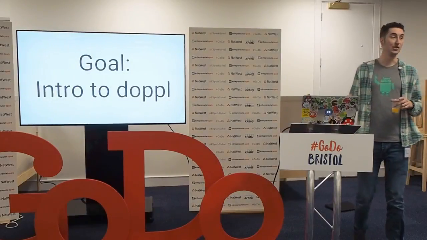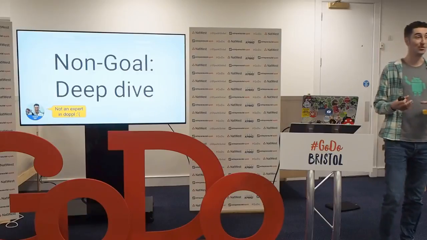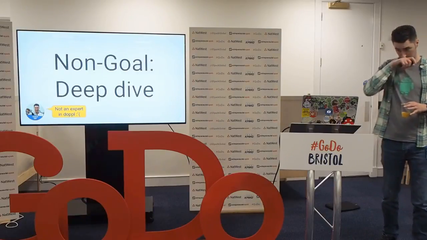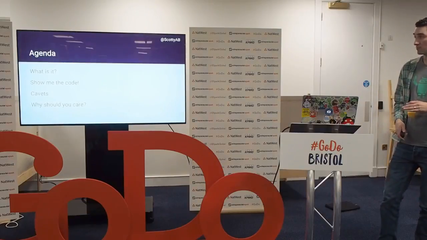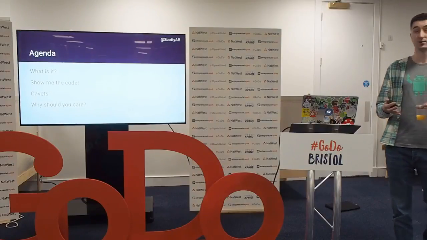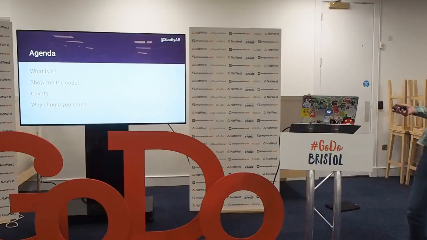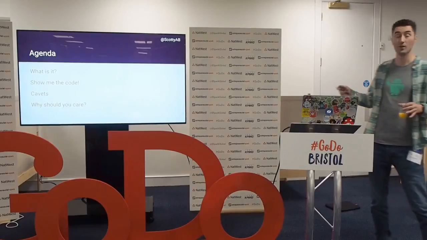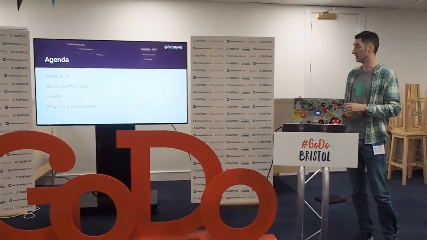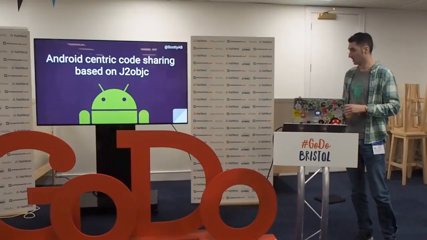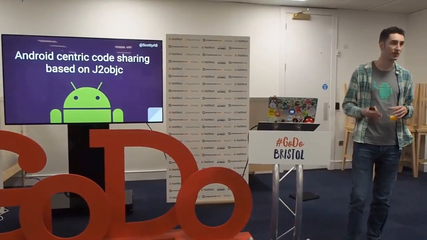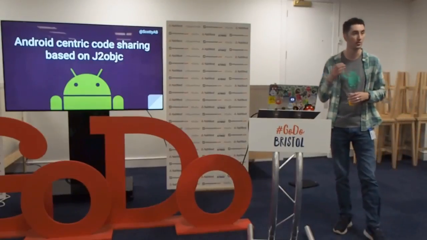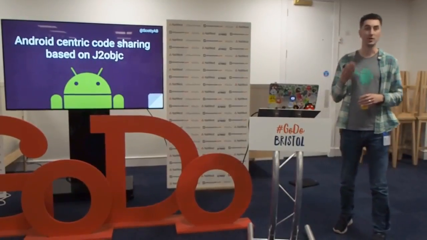The goal is an intro to Doppl. I'm not an expert in Doppl, so it's not a deep dive, and we haven't really got time to dive in too deeply. So I thought I'd show you what it is, show you some code, talk about some of the caveats around it, and talk about why you should care and why you should take this solution seriously. In a nutshell, what it is: Android-centric code sharing based off a Google library called Java to Objective-C.